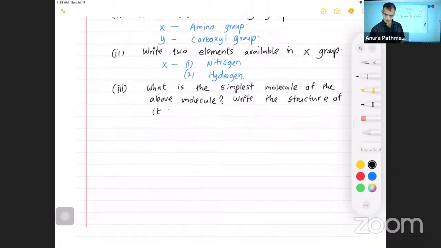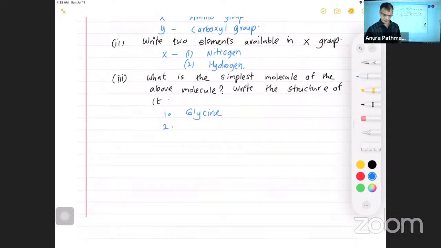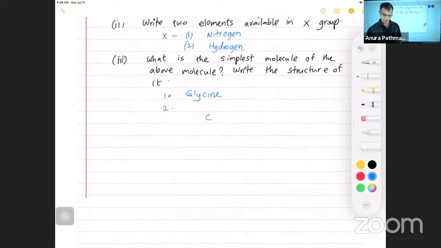The first part, the answer is glycine. So the structure is carbon, you have NH2. Instead of R group, you have hydrogen, and again hydrogen, COOH. It doesn't have an R group.